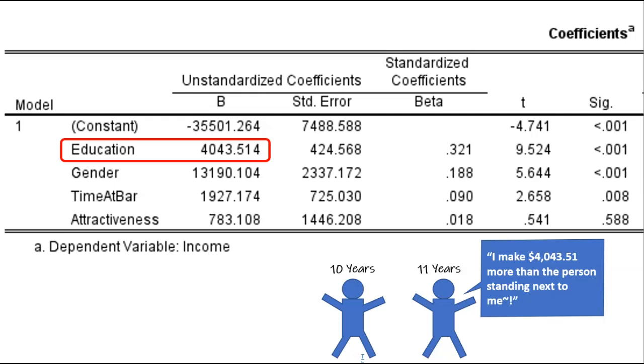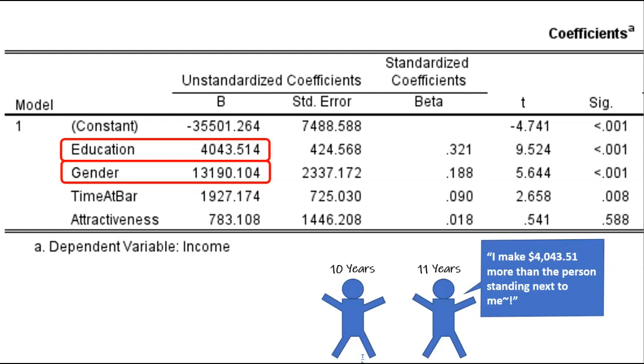What about gender? Remember that male is coded 1 and female is coded 0, and the coefficient is positive. So the relationship between gender and income is positive. But what does that mean? Gender is a binary variable that has two groups, male group and female group. So you might say 1 unit increase, just like the other independent variables, is associated with an increase of $13,190.10 in income. But what does the 1 unit increase really mean here?